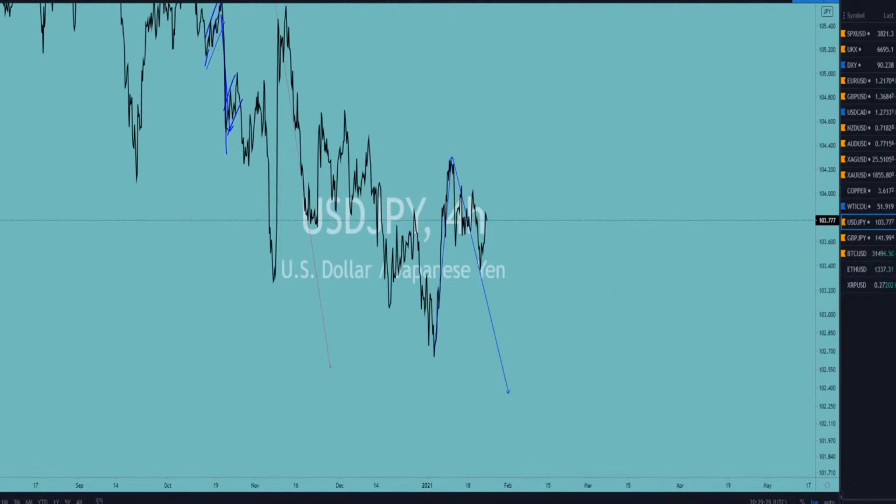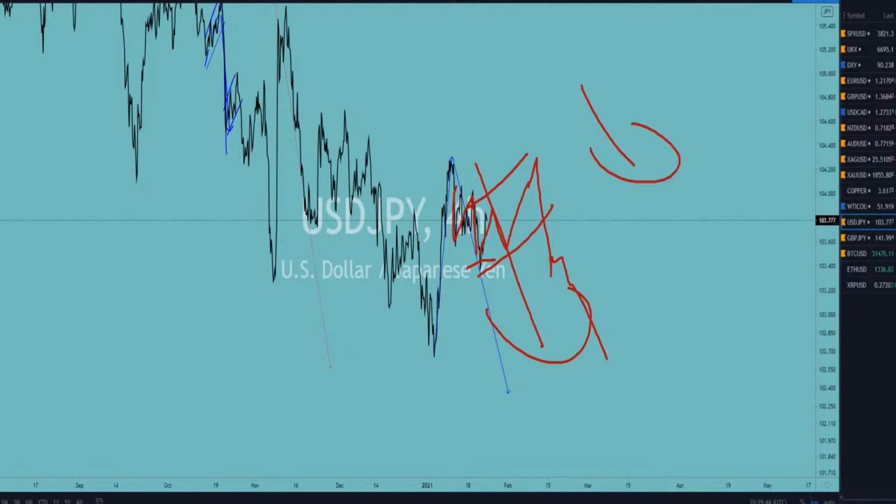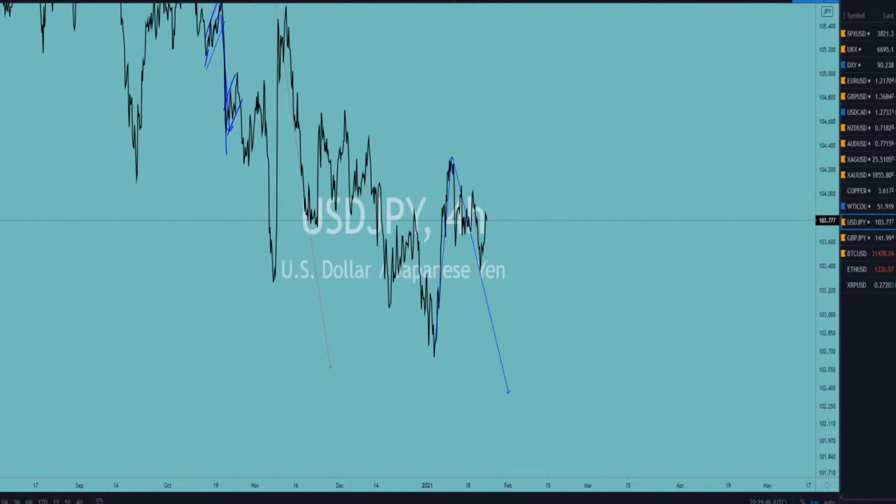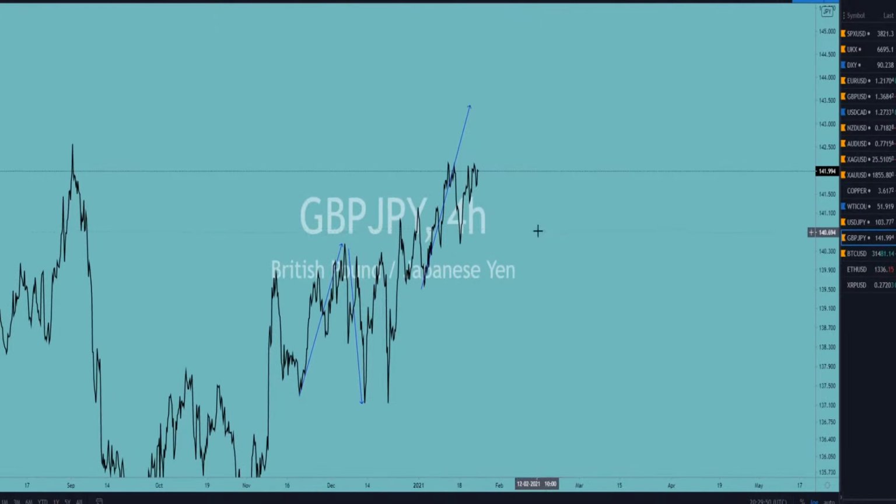UJ still a down move. This is the end of this correction. Expect something like this, maybe a retest of the top, then drop. So still sell setups. JJ buy setups, same as GU, towards the 144.